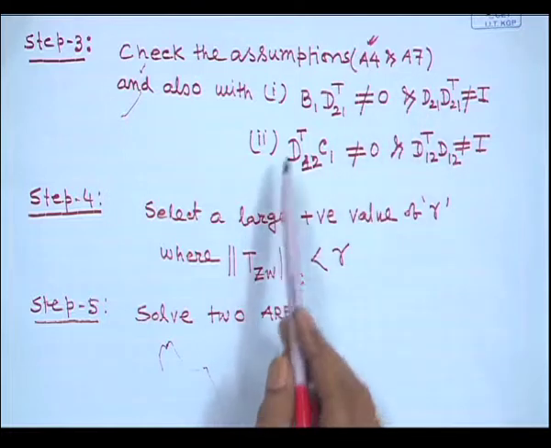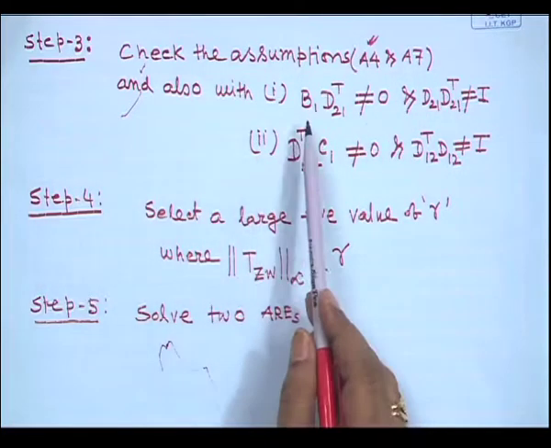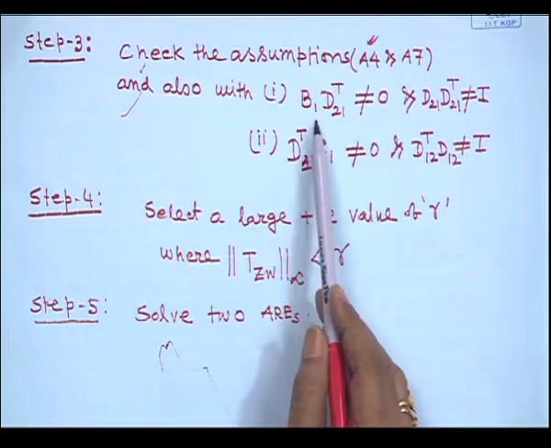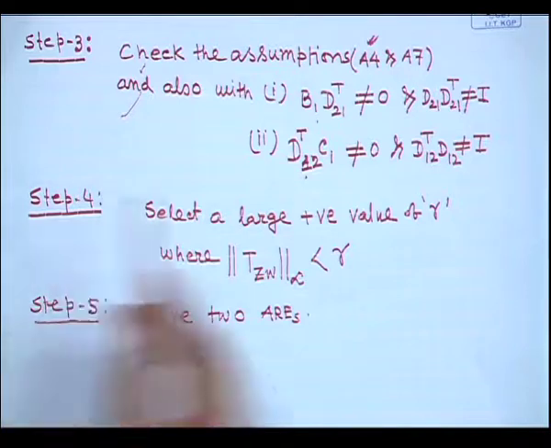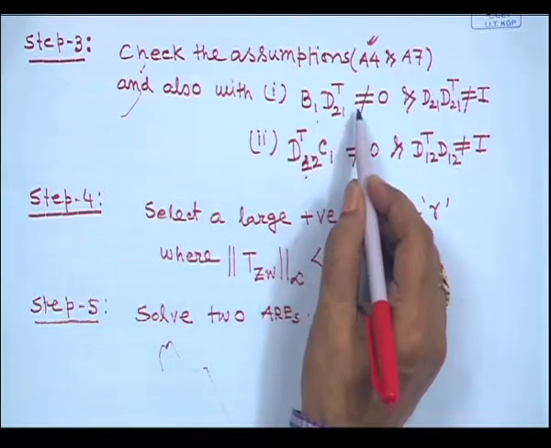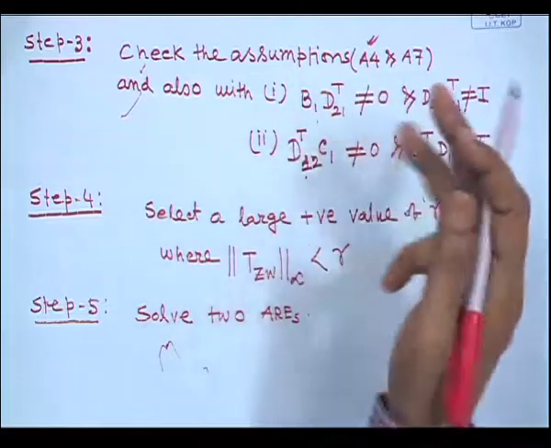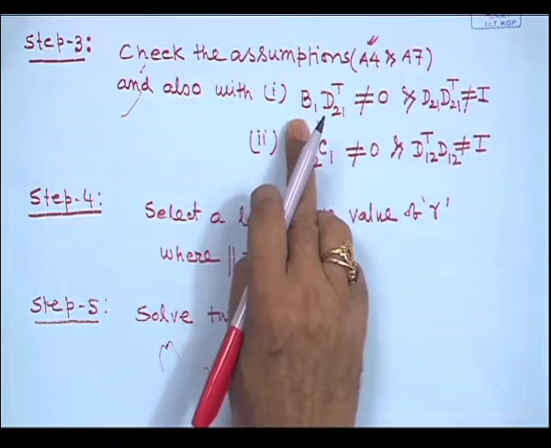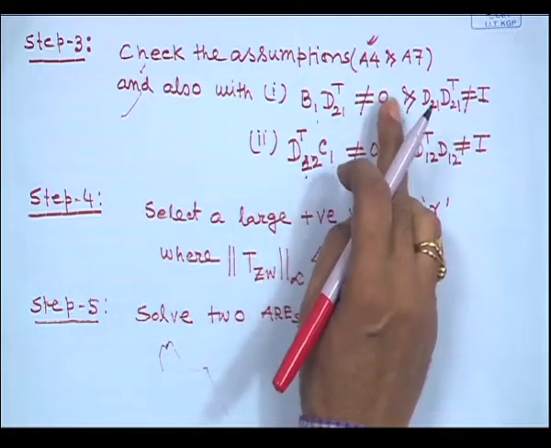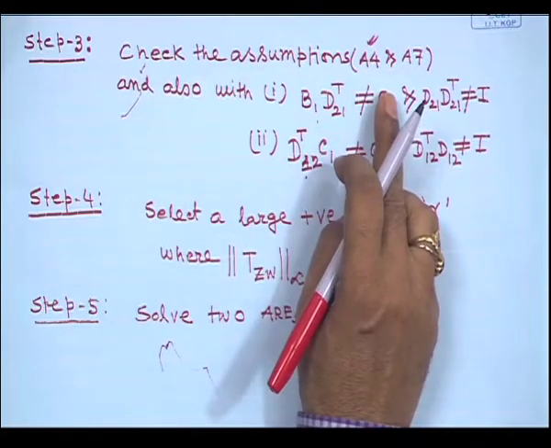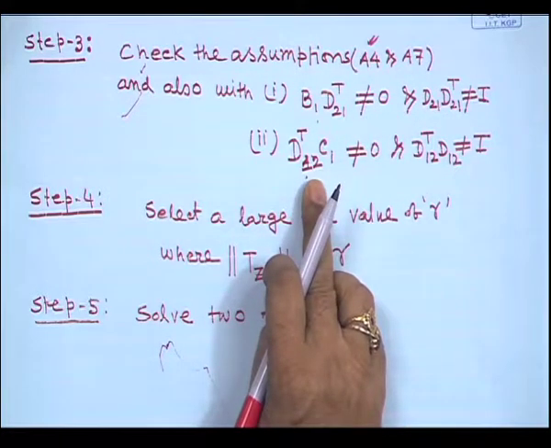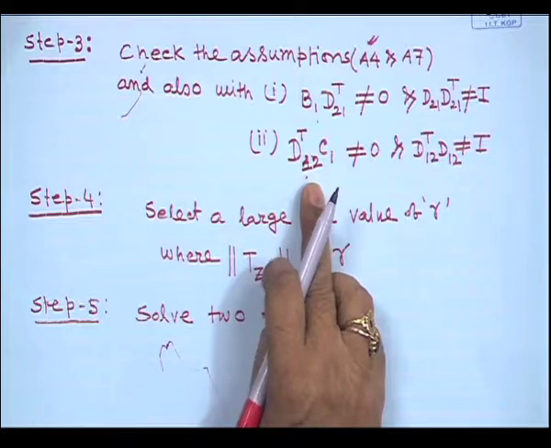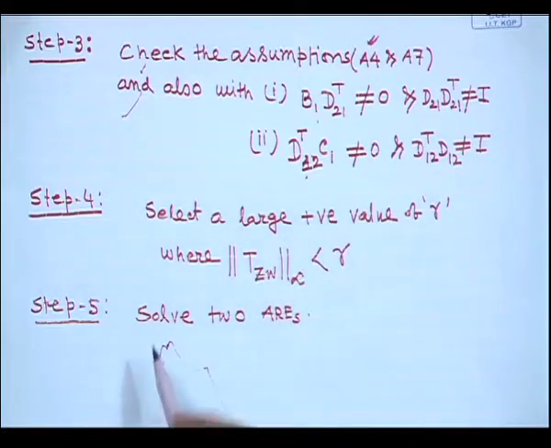But as I mentioned earlier in our assumptions, if you see assumption 5, we have considered B1, D21 as 0, but this assumption you can relax. And this is assumption 6; that assumption also you can relax. So, I am relaxing those assumptions.